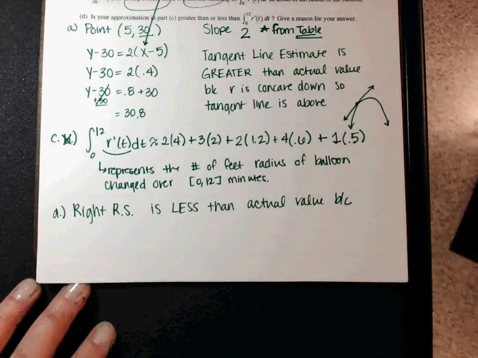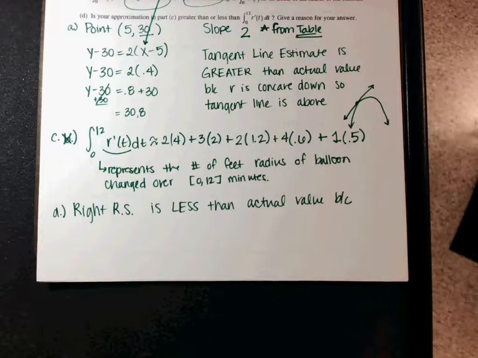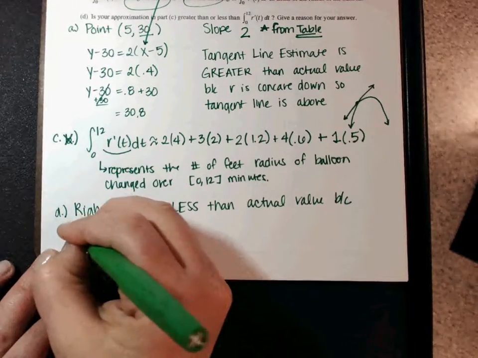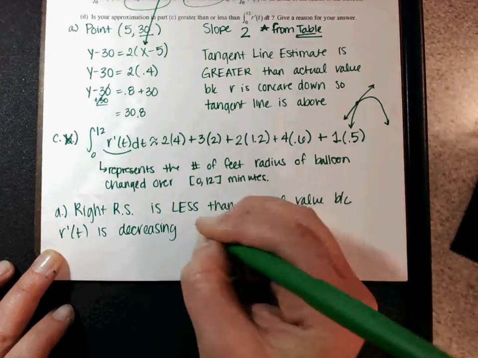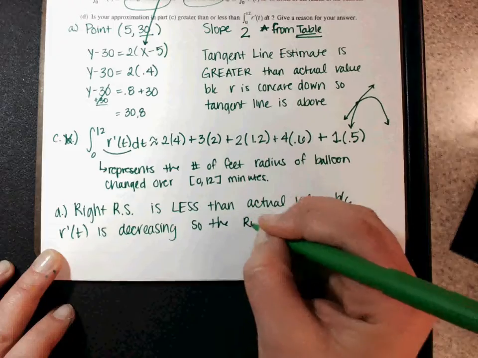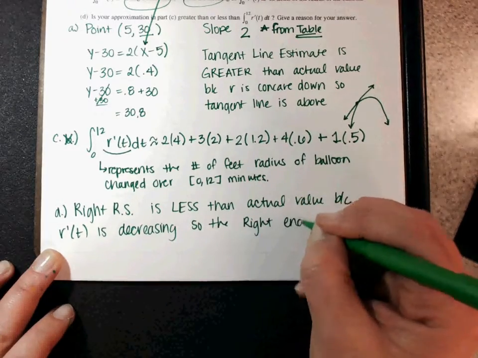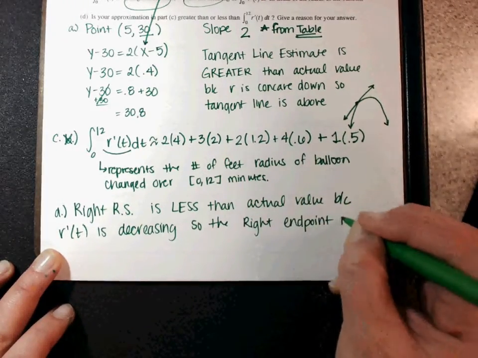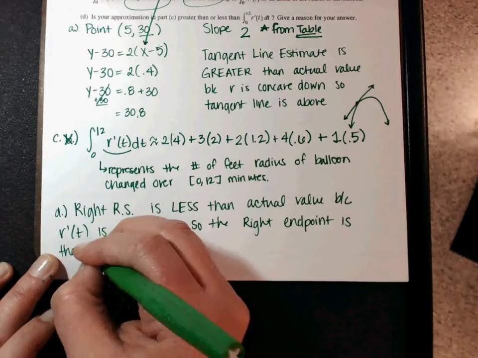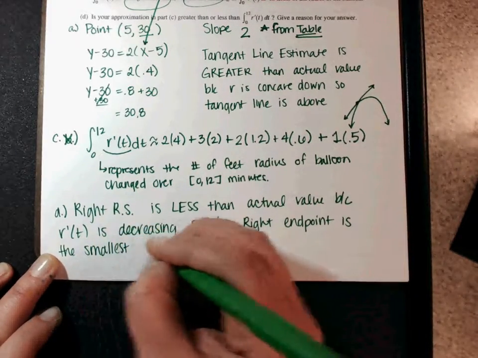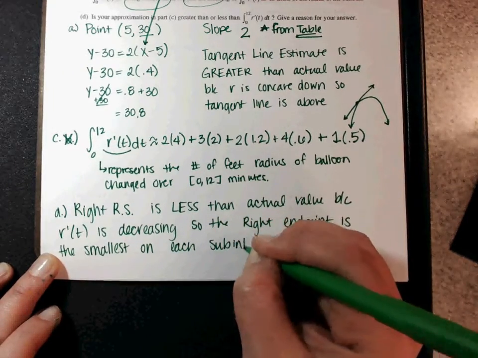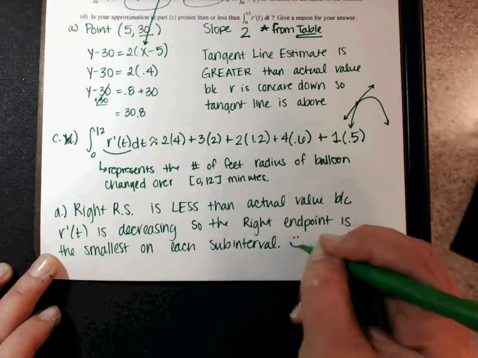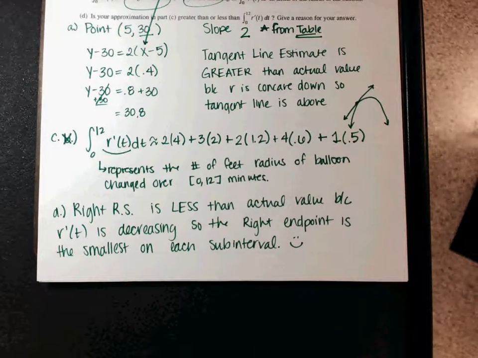because, and you have to state two things, what r prime is doing and then which side you used. So r prime is decreasing, so the right endpoint is always the smallest on each subinterval. Okay? Got it?